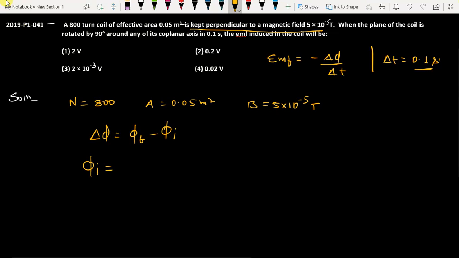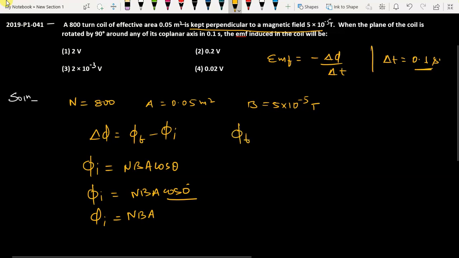And when we have number of turns N, we know that flux is NBA cos theta, and theta in the first case is 0 degree. So the flux initial is going to be NBA cos of 0 degree, and flux initial is going to be NBA only, because cos 0 is 1, right? Now what is final flux? See, now the plane of the coil is rotated by 90 degree, then the angle between area vector and field vector will change by 90 degree. So the angle theta between them will be 90 degree now. So the final flux will be NBA cos of 90 degree. Now cos 90 is 0, so the final flux is 0, right?